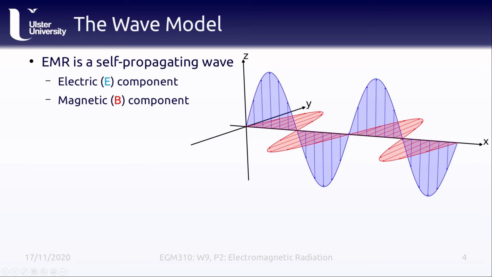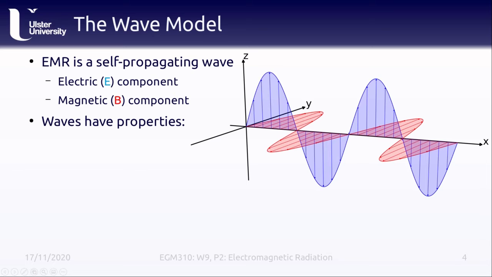So an electromagnetic wave moving through space has both an electric and a magnetic component, usually denoted E and B, respectively. The electric component is moving and oscillating in one plane, in this example, the XZ plane, while the magnetic component moves and oscillates in a plane at a 90-degree angle, in this example, the XY plane.